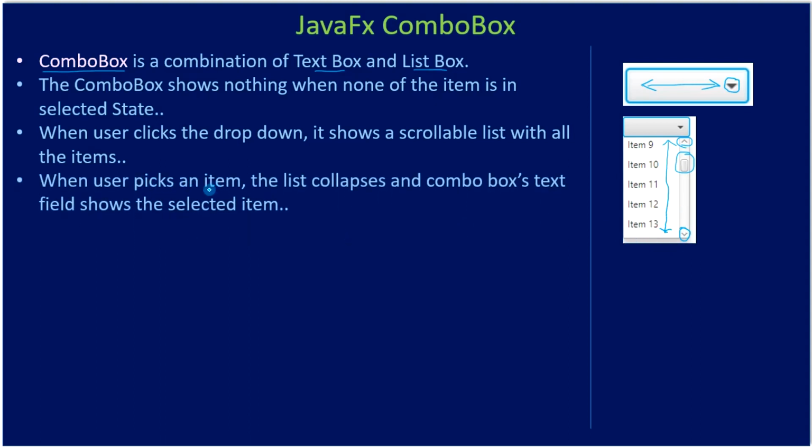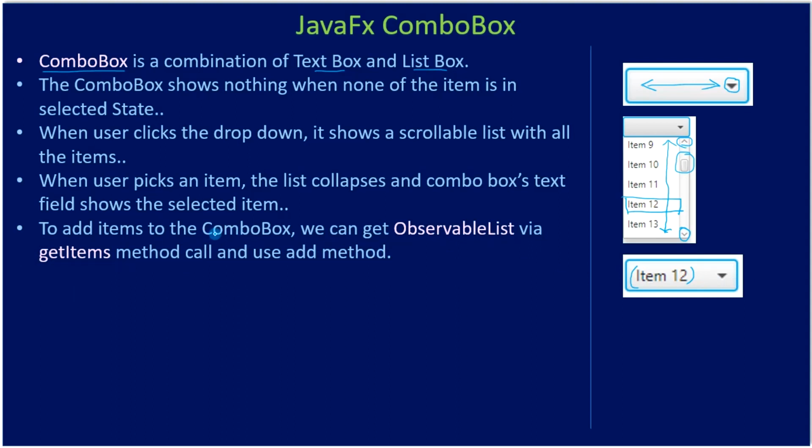When user picks an item, let's state user picked this item or user clicked item 12, the list collapses and the combo box text field shows the selected item. So this is the combo box text field. Once you click here, it will collapse this list and shows the selected item in the text box. Here you can see the item 12 is shown. That means at this stage you can say item 12 is selected by the user.